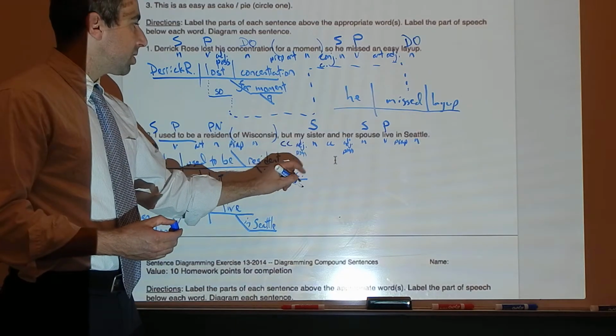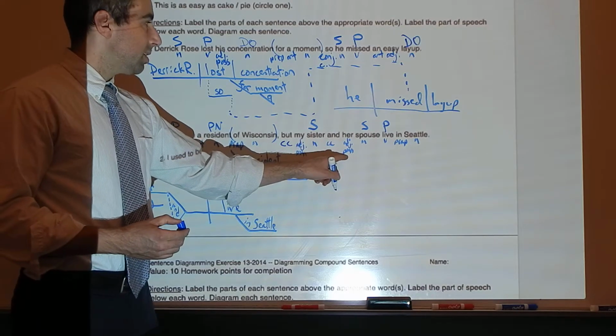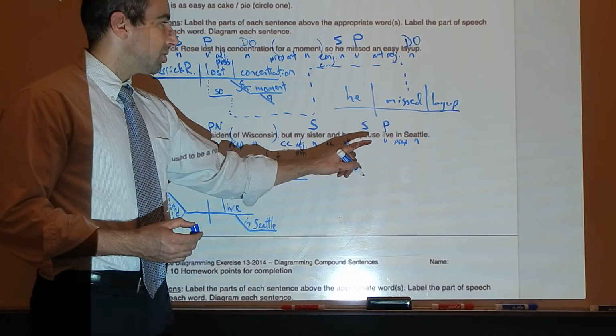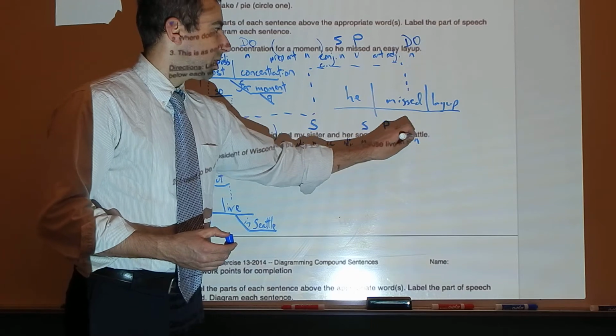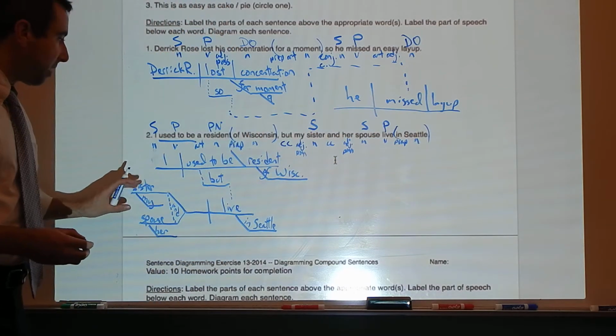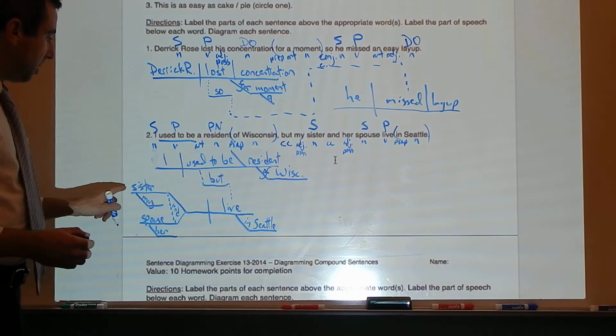My is a possessive adjective, sister is a noun, and is a coordinating conjunction. Her is a possessive adjective, a possessive pronoun that acts as an adjective. Spouse is a noun, live is a verb. In Seattle, a preposition and a noun, which I neglected to put in parentheses. And here's the second diagram, the second part of the diagram. But remember, connect the predicates.